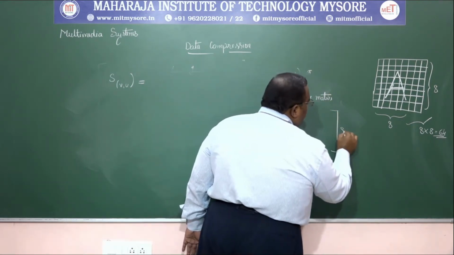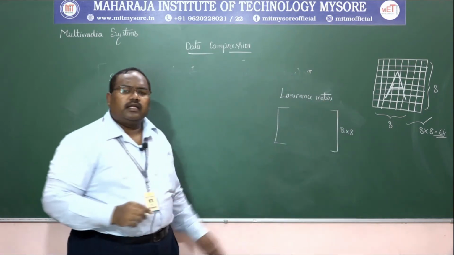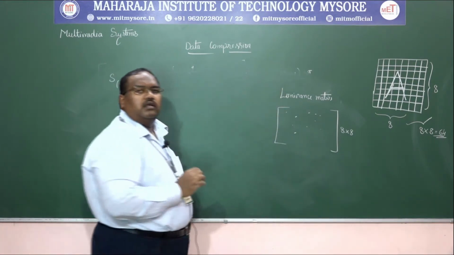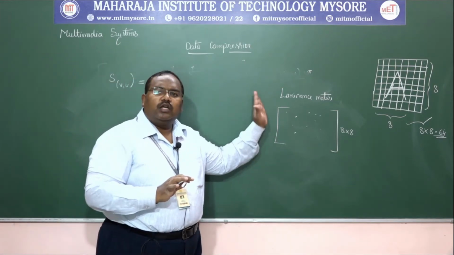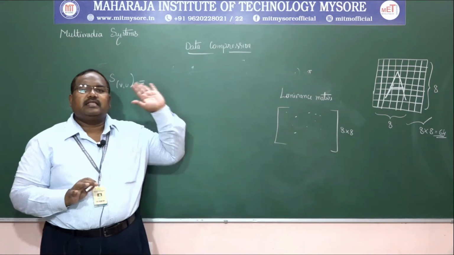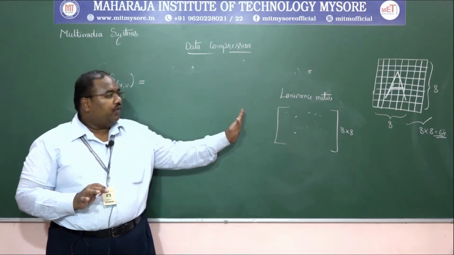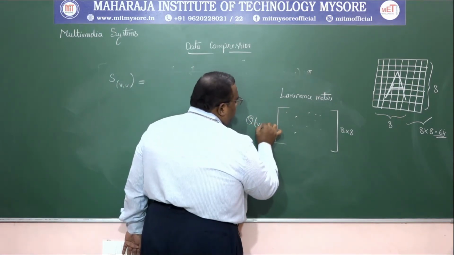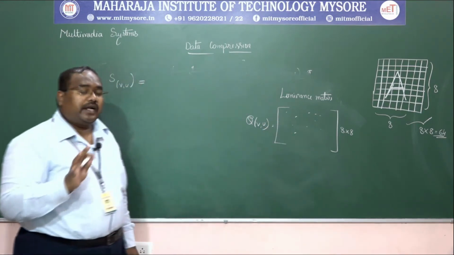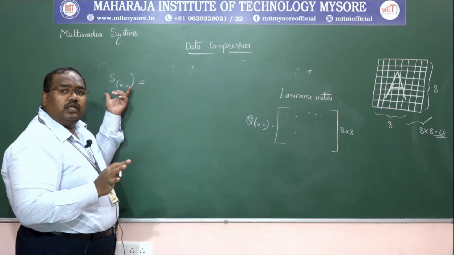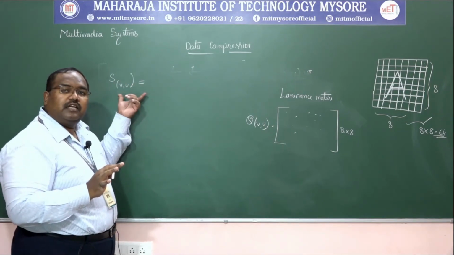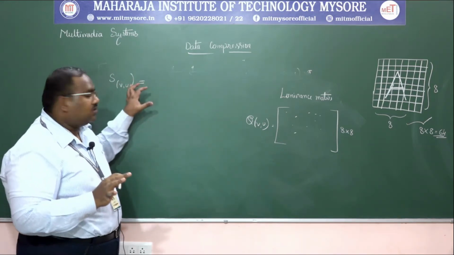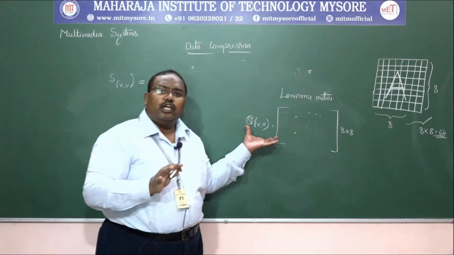The luminance matrix is also an 8 cross 8 matrix where there are standard values provided, and it is called the luminance matrix. We have this matrix as Q of VU. Now we have two matrices. One is S of VU, which we have obtained after the conversion from the 0 to 255 range to the minus 128 to 127 range, and the second one is the luminance matrix.